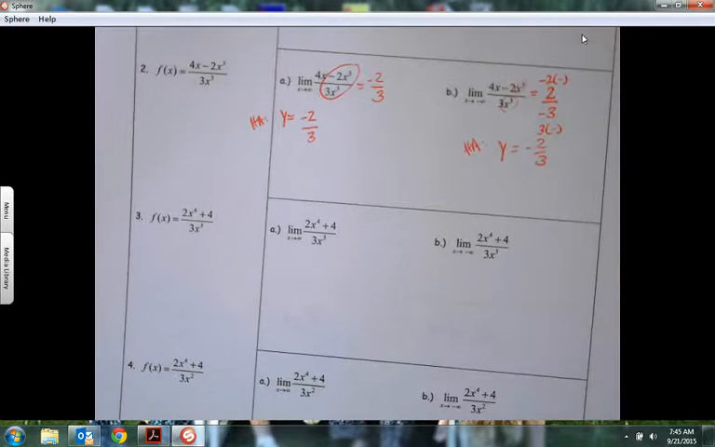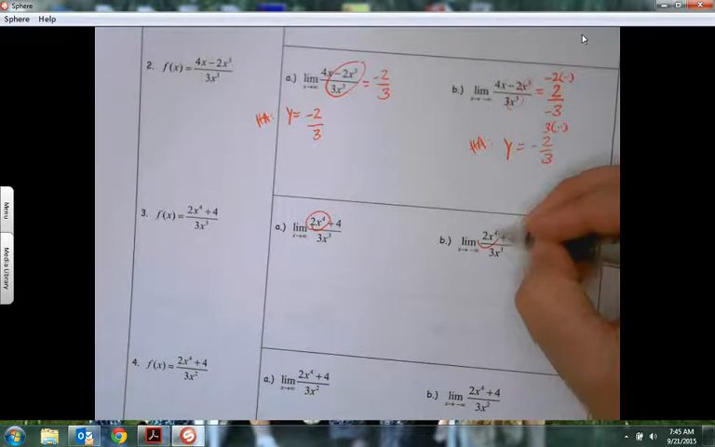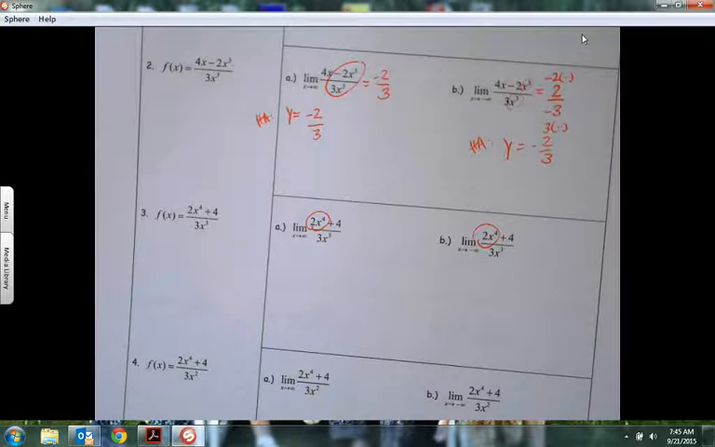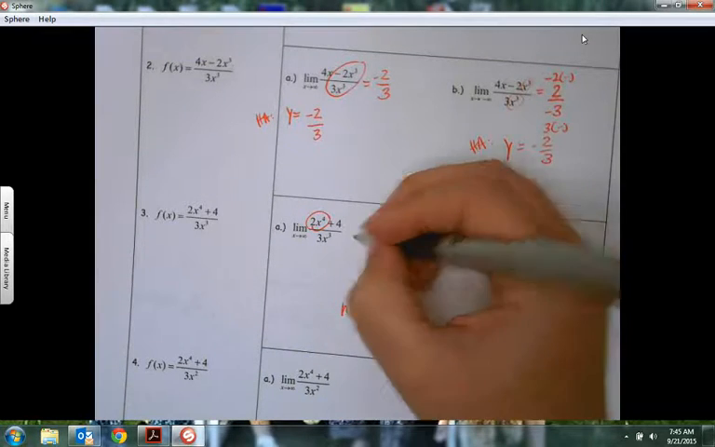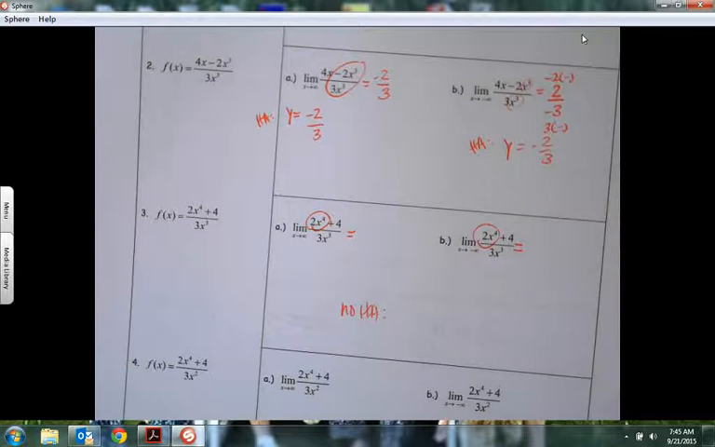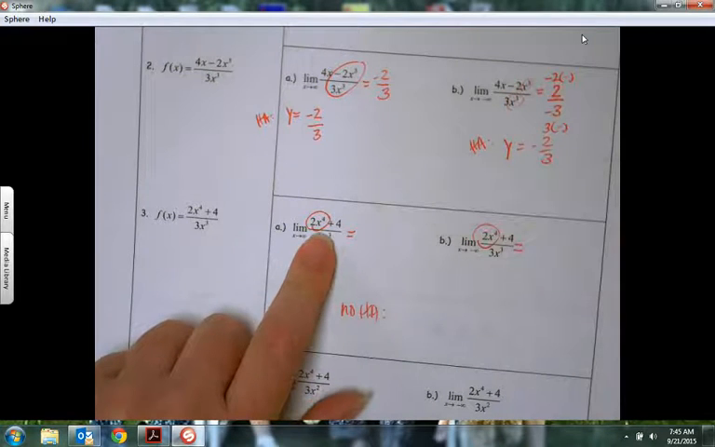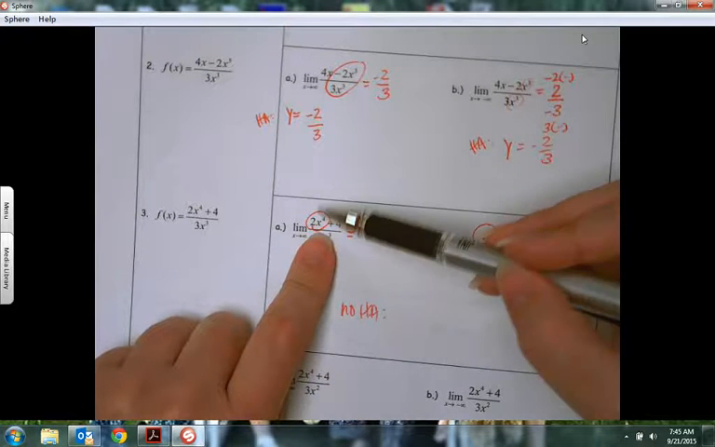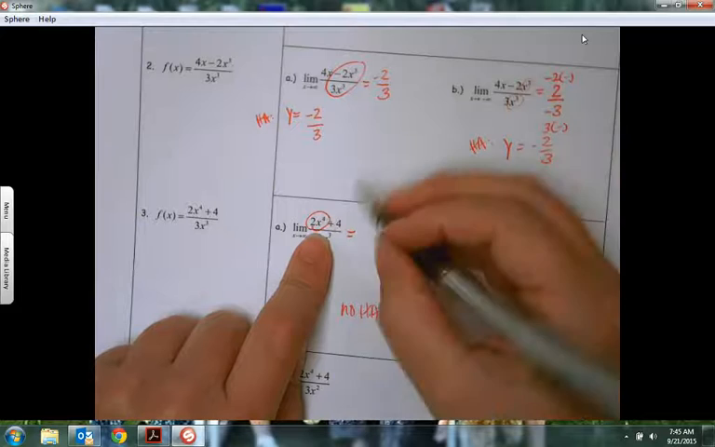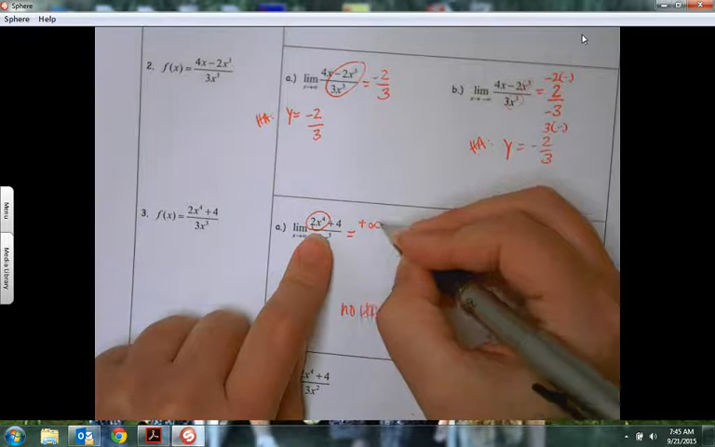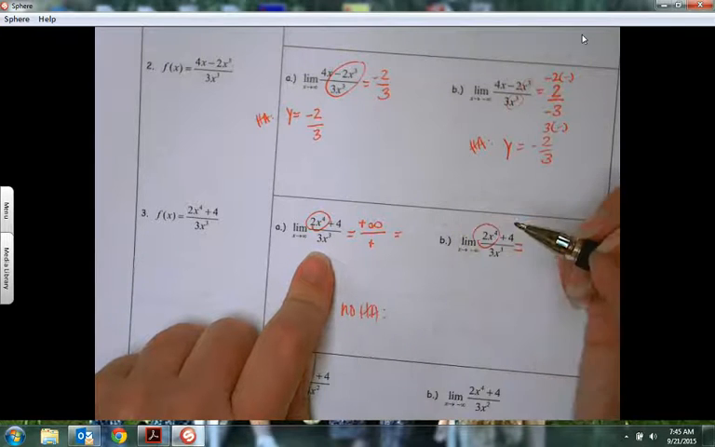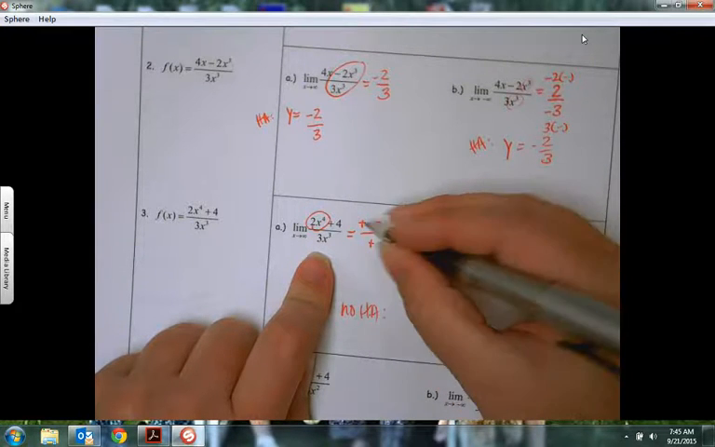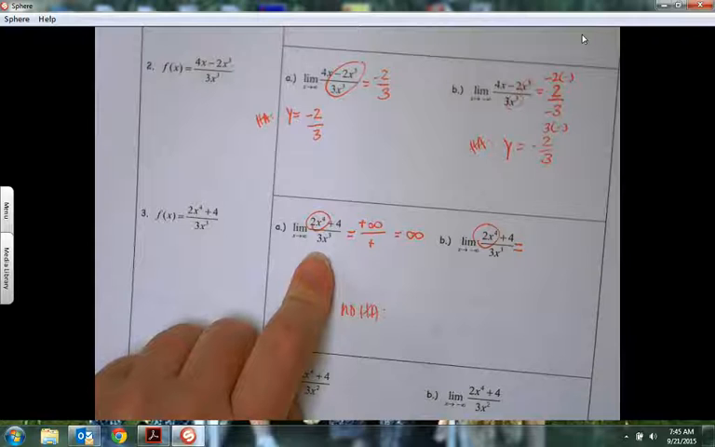Okay, and this one, it doesn't matter. You're bigger on top in both cases, so there are no horizontal asymptotes. However, let's go ahead and say what these limits would be. So here I can see as I go to infinity, that's going to get a positive infinity over, as I go to infinity, a positive. But it's bigger on top. So this is positive over positive is a positive infinity.